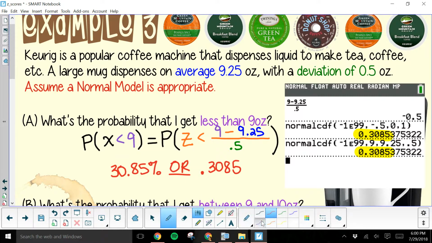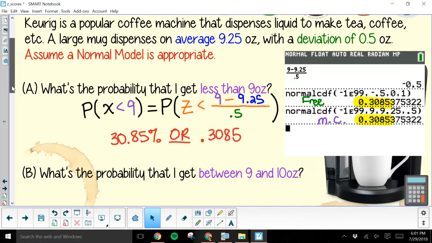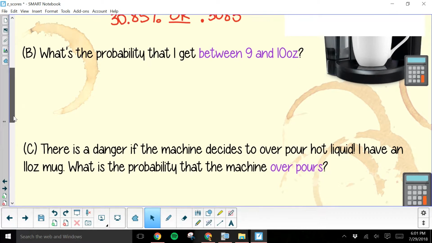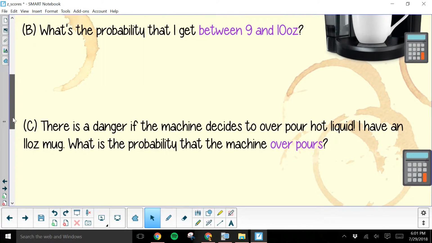Not too bad. So this one down here is helpful for multiple choice. And then the one up here is helpful for free response questions, where you must convert to a z-score. You must standardize. It's very, very helpful. All right, pause the video and try B and C on your own.